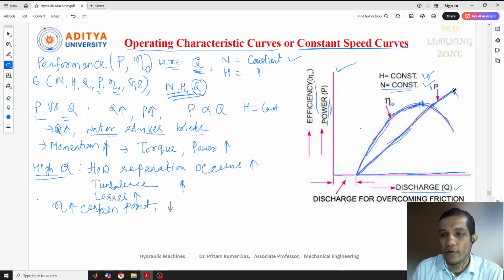Similarly in the case of power, it will reach up to this, and after that it may fall here, due to these kinds of reasons. Now one more thing we can see: at the starting, these curves do not start from the origin point. Why? Because a certain amount of discharge, a certain amount of water, is required to produce power. If you give water, it does not mean that immediately it will give some power and efficiency.